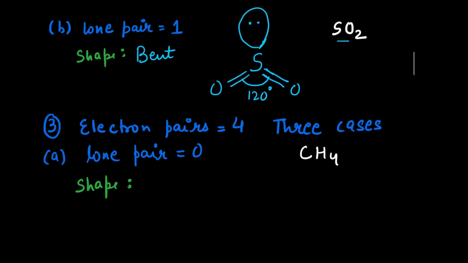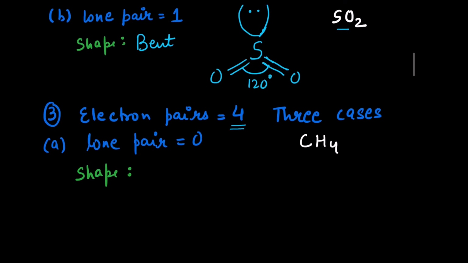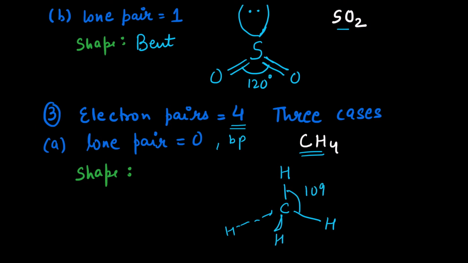Now let's work into the case when the electron pairs are 4. In the first case, all are bond pairs. So for instance, this methane molecule. The bond pairs in methane will acquire a tetrahedral shape to have the minimum repulsion, and the angle will be 109.5 degrees. This is the shape which is acquired when this molecule has minimum bond pair repulsion.